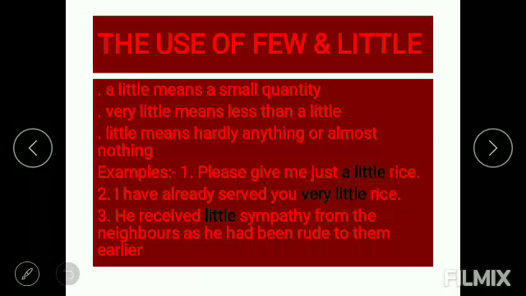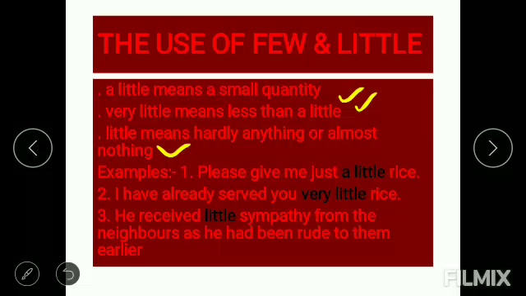Okay, the use of few and little. So here we will learn about the meanings of little. A little means a small quantity. Very little means less than a little, just as very few means less than a few. And little means hardly anything or almost nothing. Okay, it's the same as few, but few is used for countable and little is used for uncountable nouns.